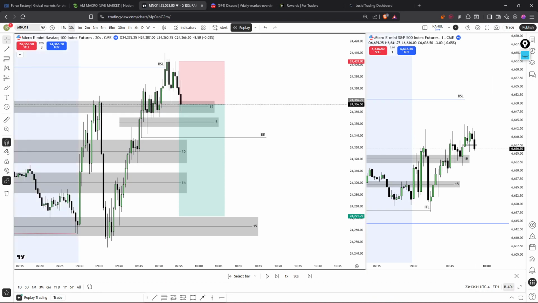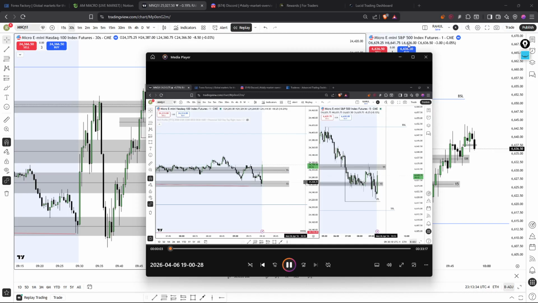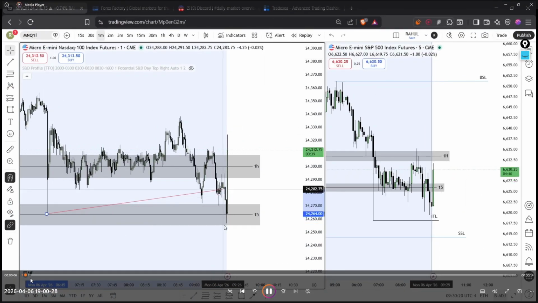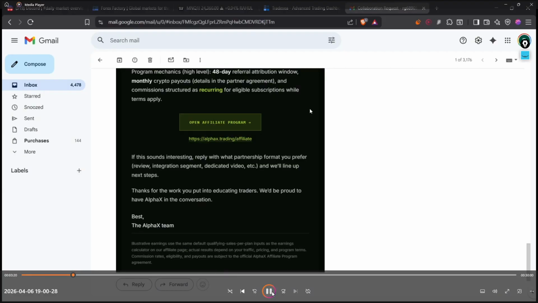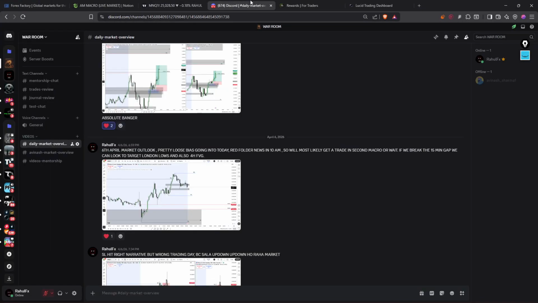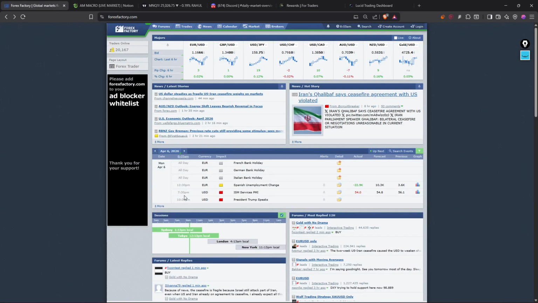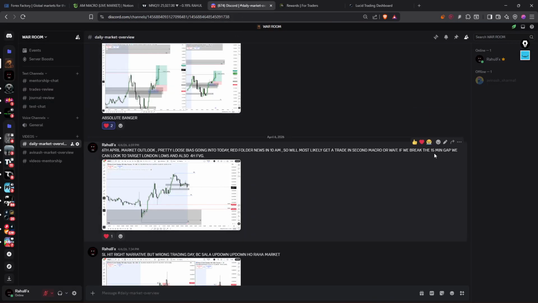Let's go into the session recording. This is the session recording. The market opened up here, and I put my bias here as well. This is 6th April, market outlook pretty loose, bias going with the red folder today, using 9 am. So we'll most likely get into the second macro. The first macro had news as well, which was at 7:30, and 7:30 is technically 10 a.m. in New York. For the New York macro, if we break the 50-minute gap, we can look to target the London lows and also the 4-hour FVG.